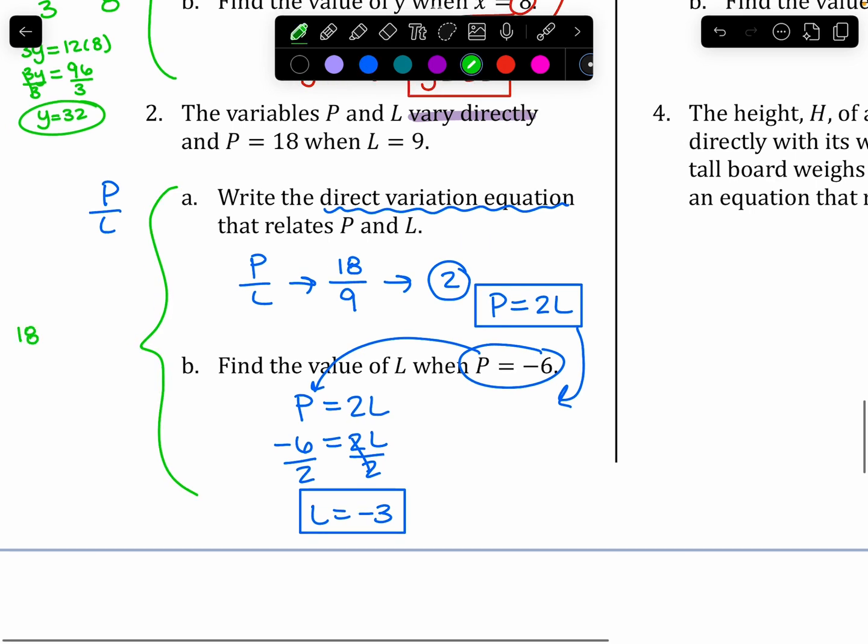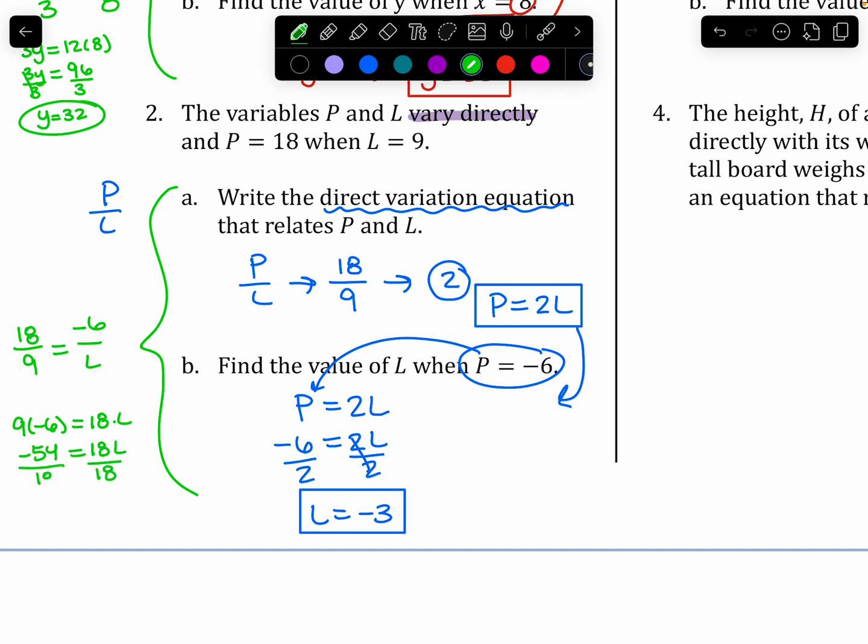Now again, you can set up a proportion if you would like to, once you know both pieces of information here. You can do 18 divided by 9, that comes from part A. And then part B says find the value of L, so L's on bottom, when P is negative 6. So you would do 9 times negative 6 equals 18 times L. 9 times negative 6 is negative 54. That equals 18L.